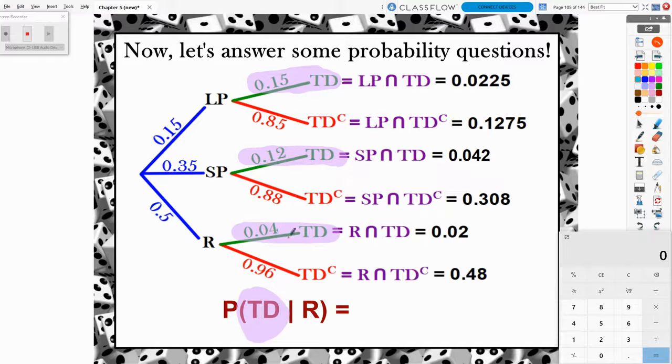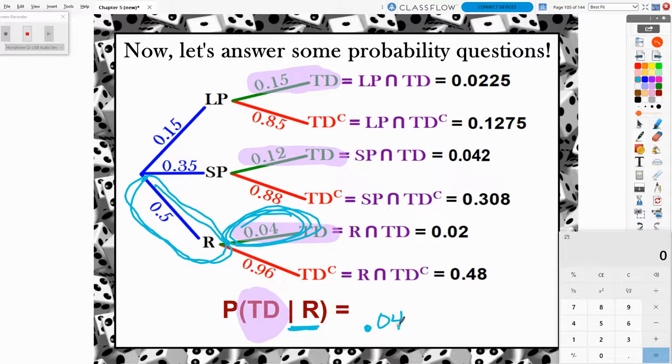So touchdown, given that we are on the running path. So we know we should be going along this pathway because that was given to us, right? Given that they did a running play. Then what is the probability that they score a touchdown? Well, it's this 4% right here.